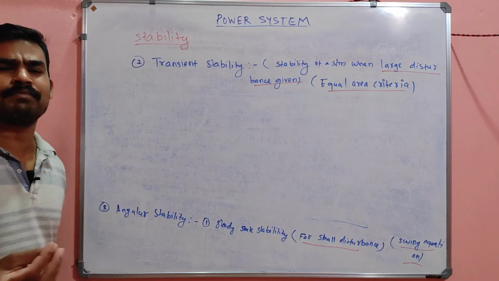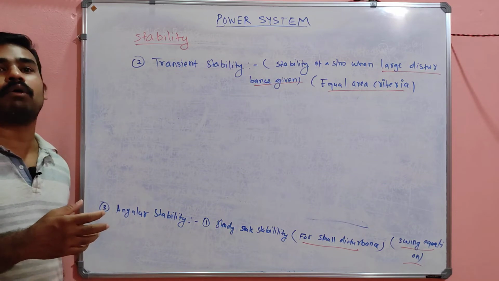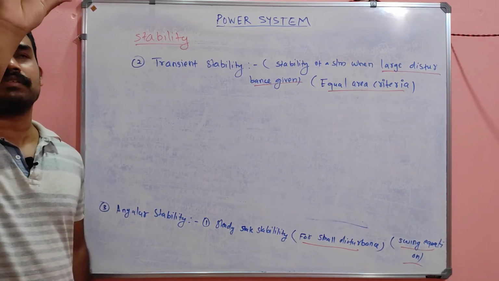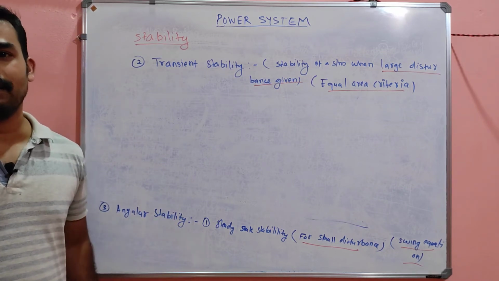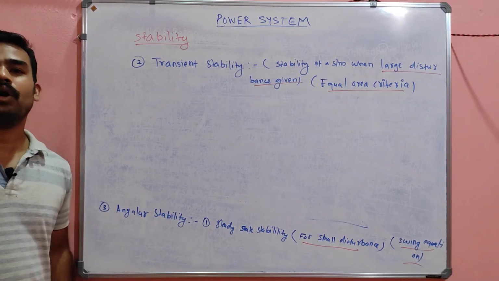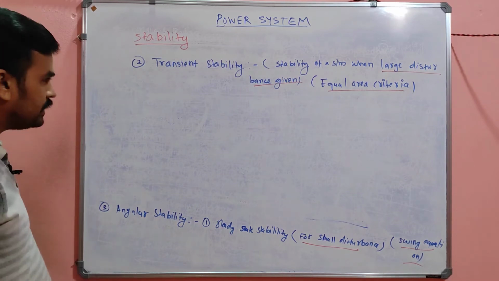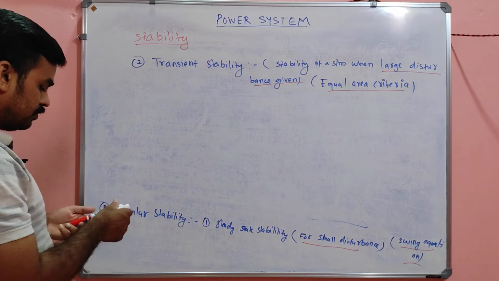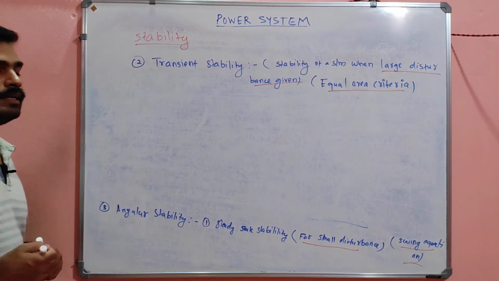And for steady state stability, simply when you switch on your AC at home, the light will dim for a short time and then it will be okay. That is a steady state limit. It is a small disturbance and it will overcome within a fraction of a second. That is a type of steady state stability. So the tool used to find the transient stability is the equal area criteria.